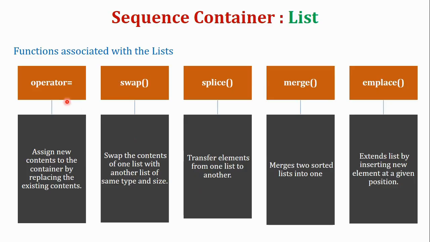And next one is the operator, assigning new content to the container by replacing the existing contents. And next one is swap, it will swap the content of one list with another list. And splice, it will transfer the elements from one list to another. And next one is merge, merge two sorted lists into one. And next one is emplace, it inserts a new element at a given position.